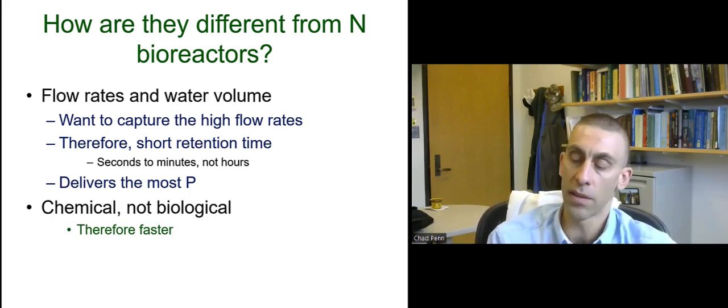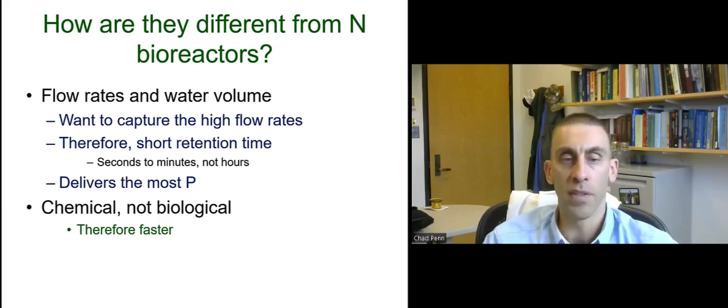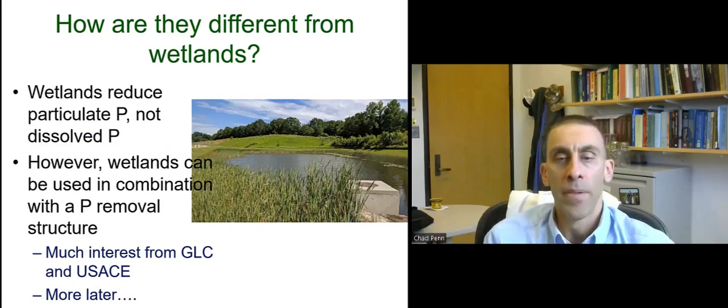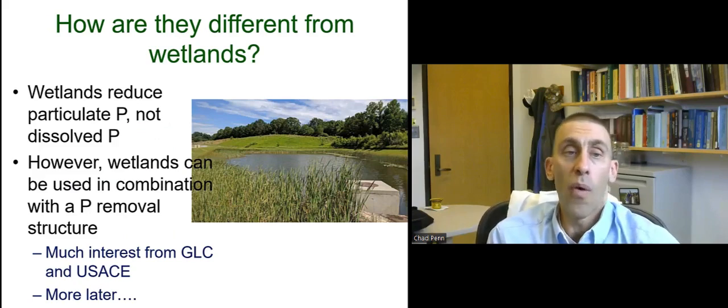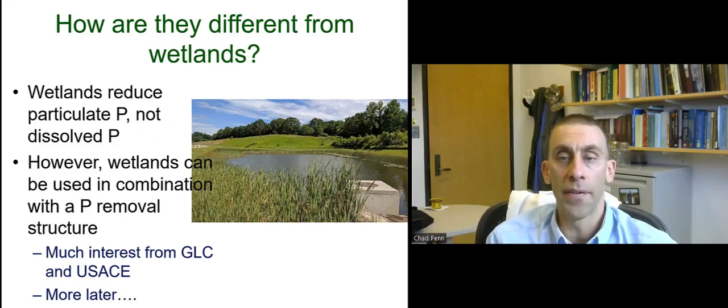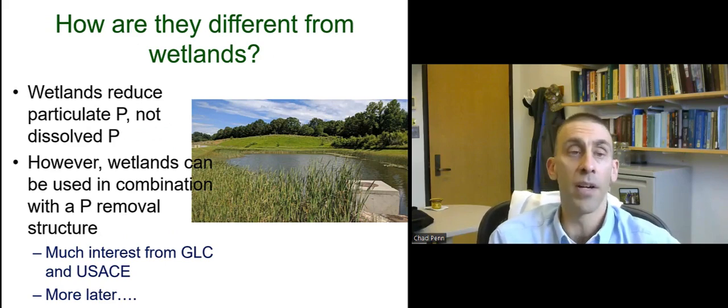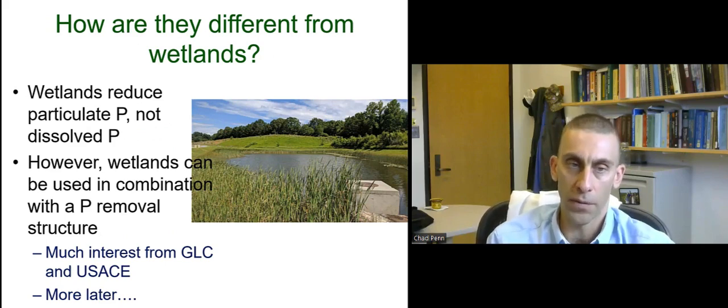And the chemical processes, adsorption and precipitation, are much, much faster than biological processes. How are permeable structures different from wetlands? Well, wetlands are very good at reducing particulate phosphorus, that's the sediment in other words, but not dissolved phosphorus.